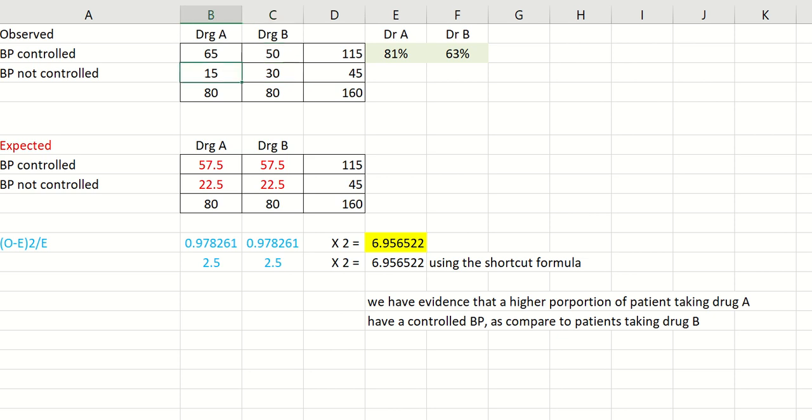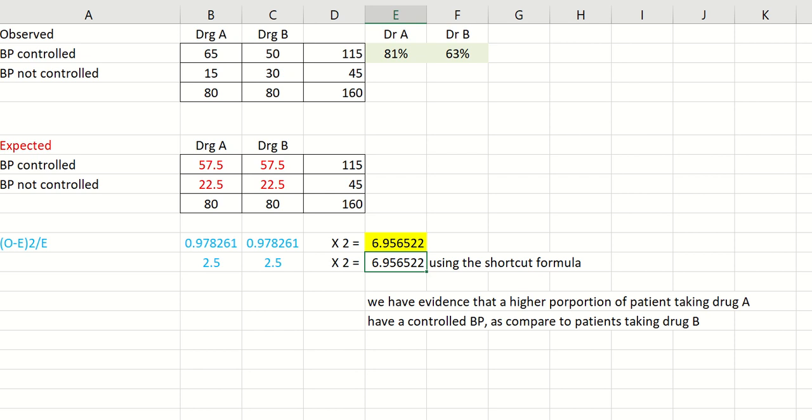15. You don't worry if the result is negative, because you're going to square that value. So whatever value you found, you square it, you multiply it by 160, and then you're going to divide by 80 times 80 times 115 times 45, and you're going to get the exact same thing.